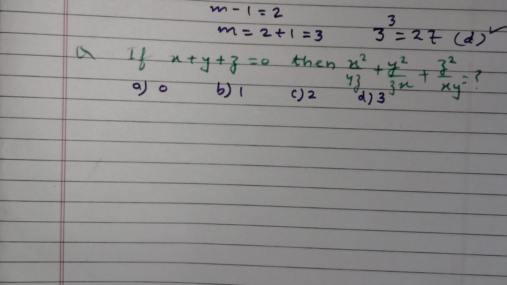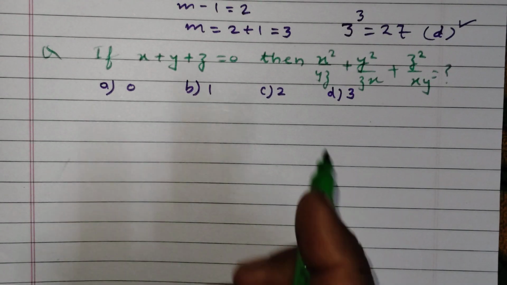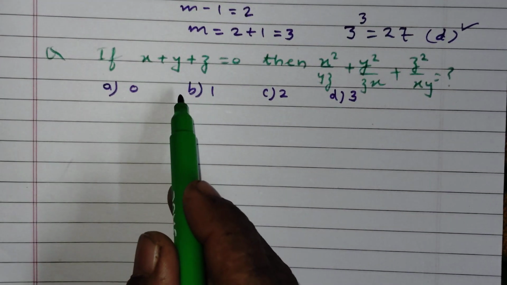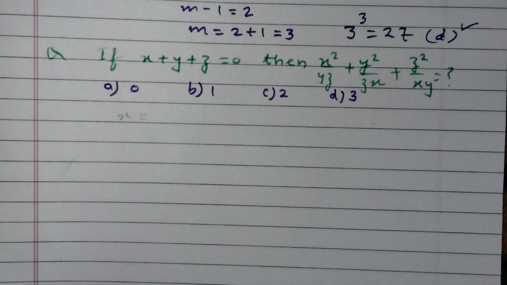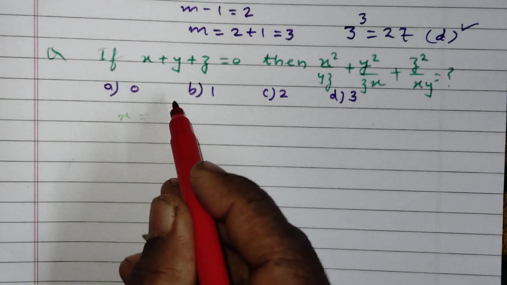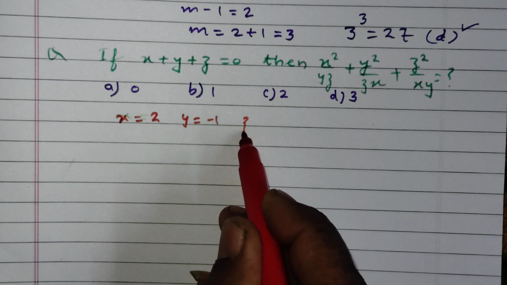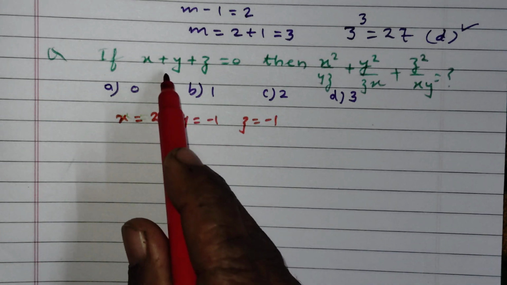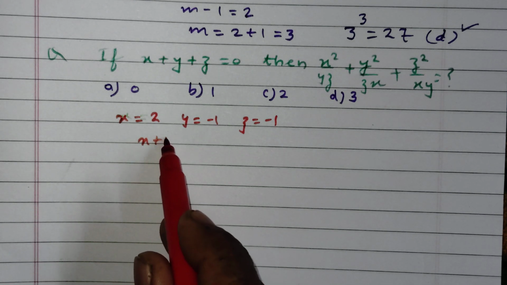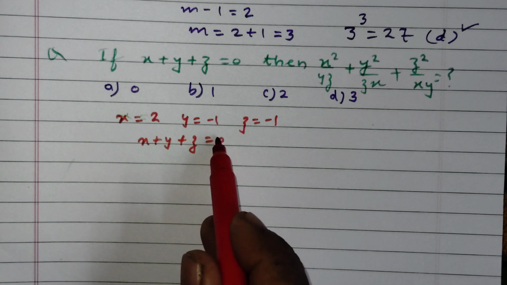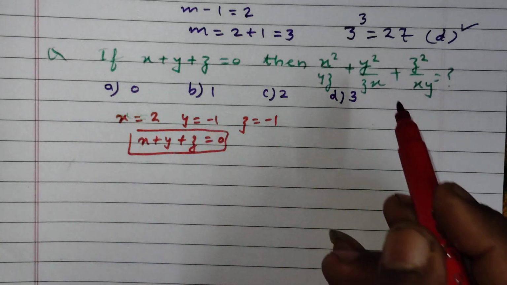So in this question, it is given x plus y plus z equal to 0. So we select the value of x randomly. Suppose x value we are selecting 2, x equal to 2, y equal to -1 and z equal to -1. It will give us their total as 0. Because x plus y plus z equal to 0, this condition we have to satisfy. So we are assuming x equal to 2, y equal to -1, z equal to -1.